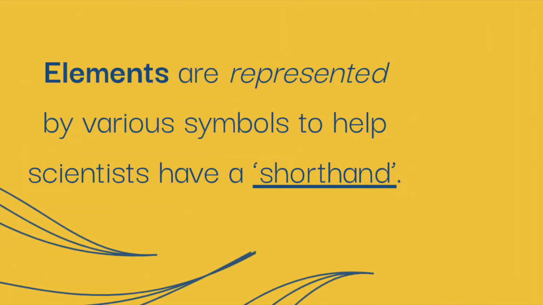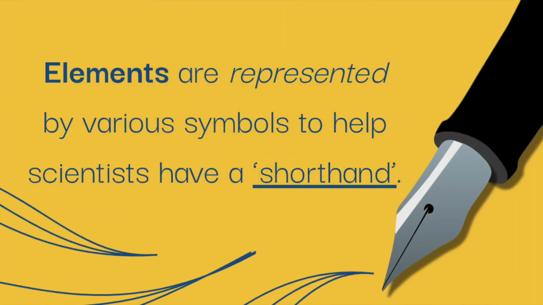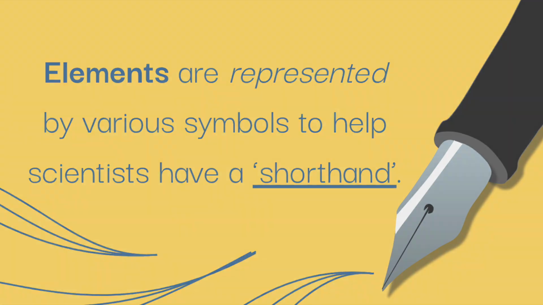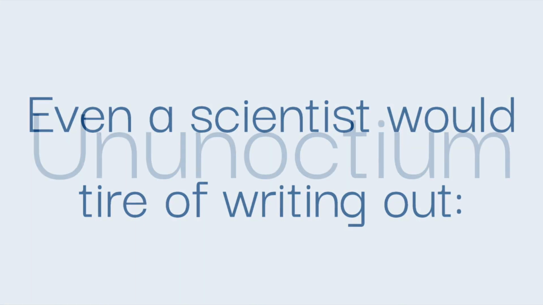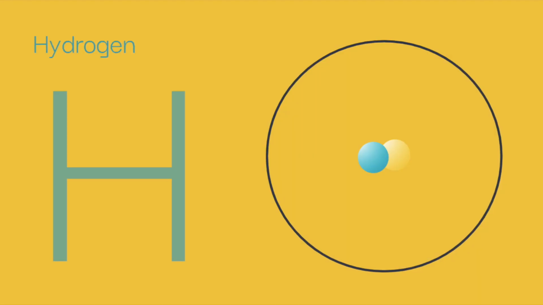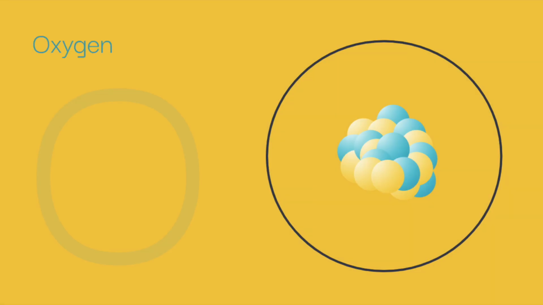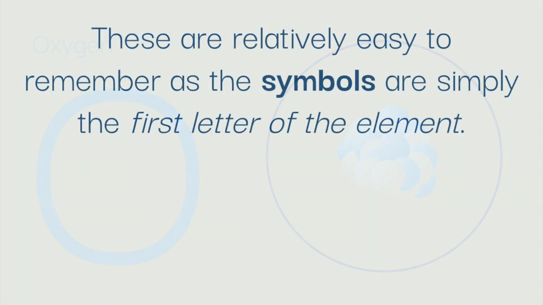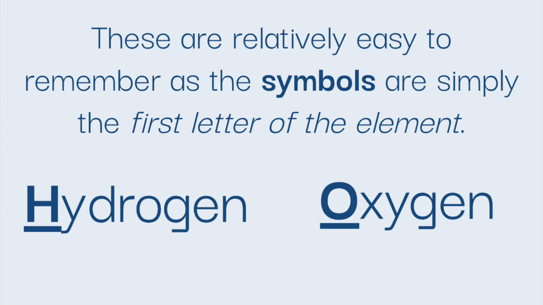Elements are represented by various symbols to help scientists use a shorthand to write out the names of the elements. Even a scientist would tire of writing out the word ununoctium. The symbol for the element hydrogen is H, and the element oxygen is represented by O. These are relatively easy to remember, as the symbols are simply the first letter of the element.